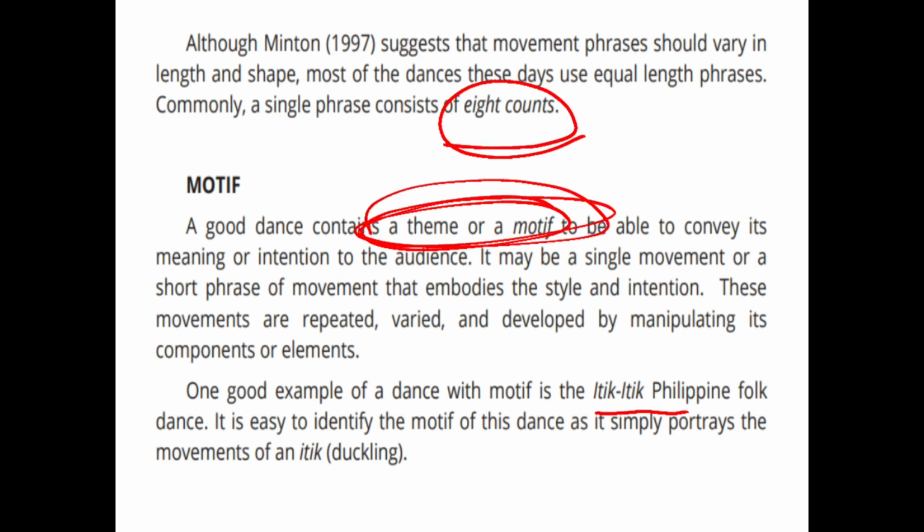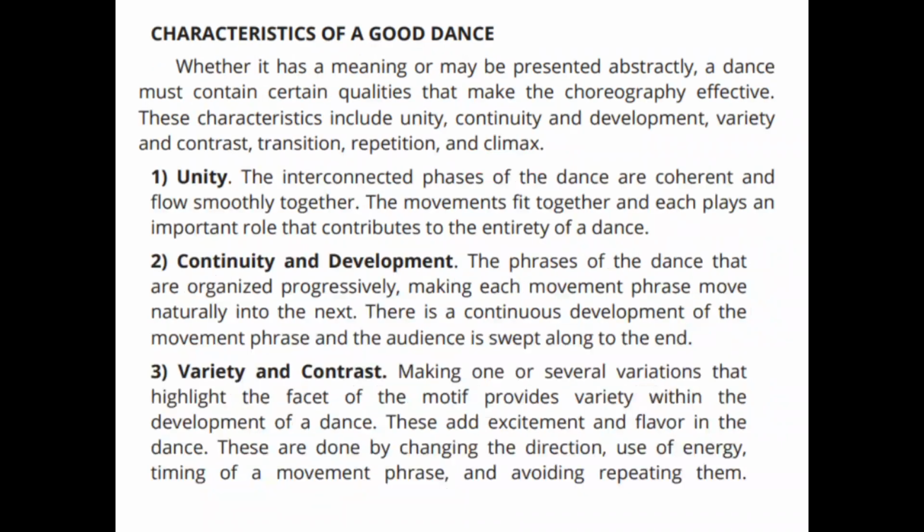It is easy to identify the motif of the dance, as it simply portrays the movement of the itik or duckling. Okay, what are the characteristics of a good dance? How can we say that it is a good dance? Whether it has a meaning or may be presented abstractly, a dance must contain certain qualities that make the choreography effective. These characteristics include unity, continuity in development, variety and contrast, transition, repetition, and climax.